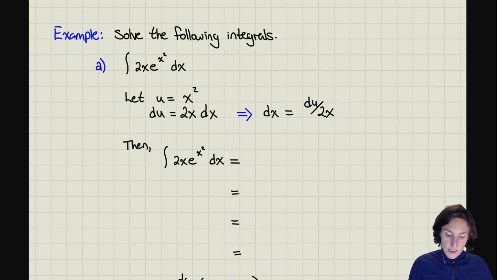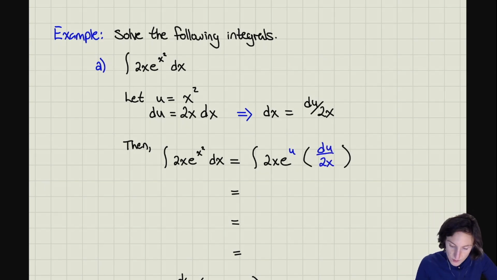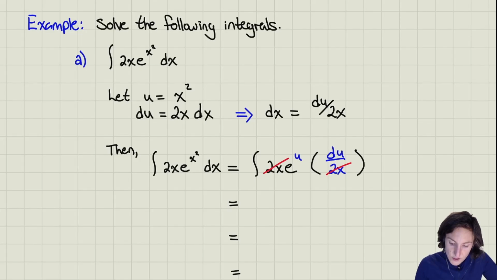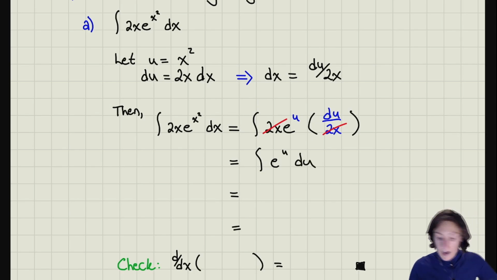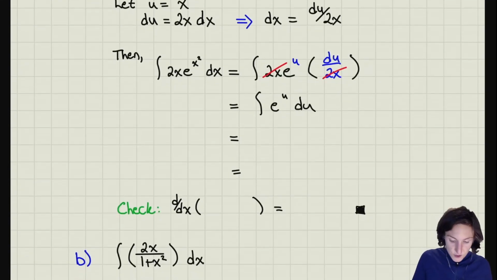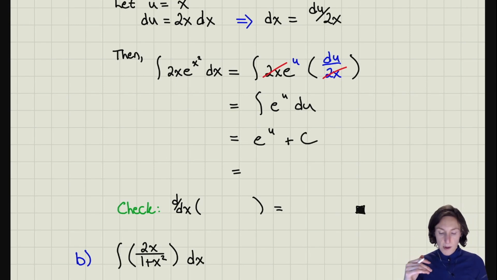So now if I put these things into my integral here, I'm going to get the integral of 2x, e to the u, and then I'm going to replace my dx with du over 2x. And now this was definitely a good choice because my 2x's are canceling, okay? And I'm just left with the integral of e to the u du. And I know exactly what that is. This is just e to the u plus c. This was one of those special integrals in the chart that we made.